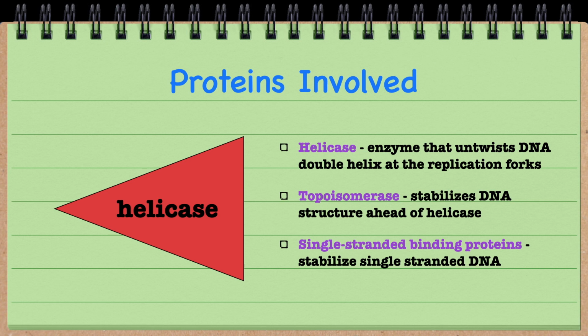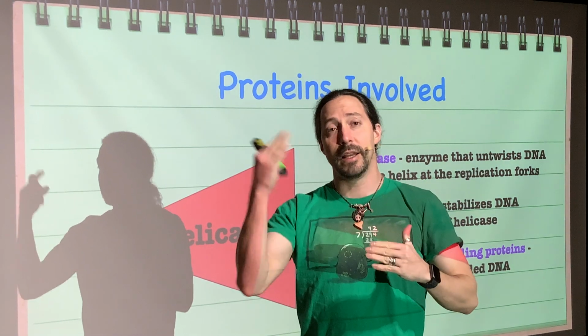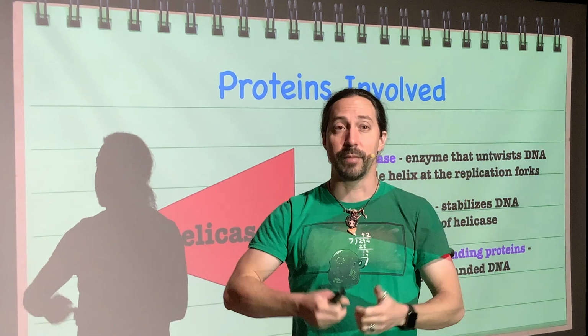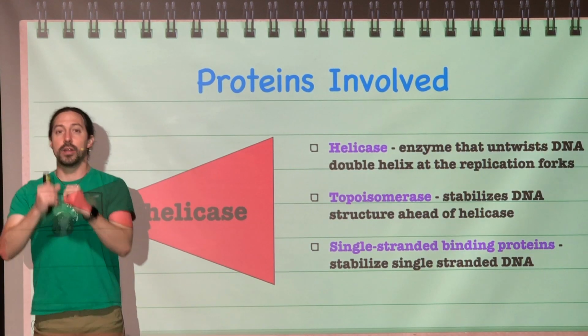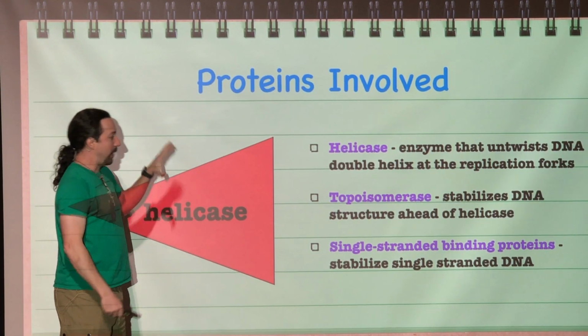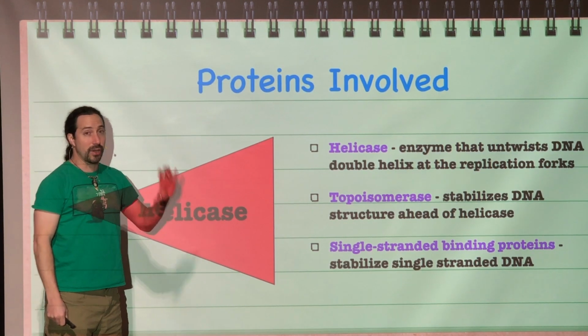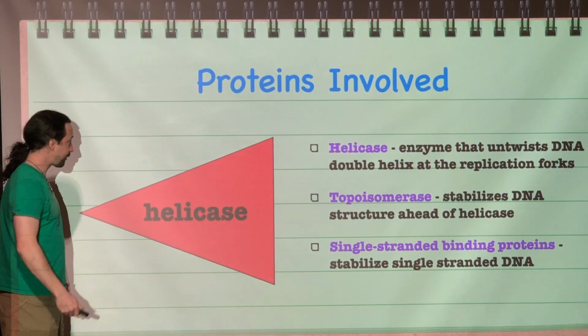Some of the proteins that are involved. First, helicase. Helicase is going to be involved in breaking the hydrogen bonds between the strands of DNA. So remember that each strand of DNA, its nucleobases, are held together by those hydrogen bonds. The adenine to the thymine with their 2 hydrogen bonds, and the cytosine and the guanine with their 3 hydrogen bonds. Helicase will separate out those nucleotide pairs. Topoisomerase, it will help stabilize this DNA structure as replication is taking place, as will the single-stranded binding proteins.